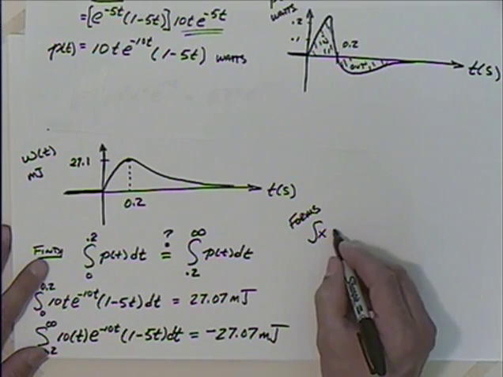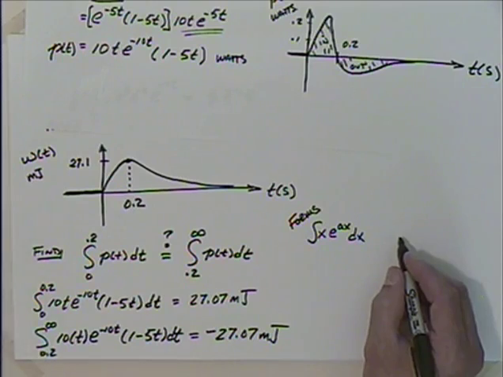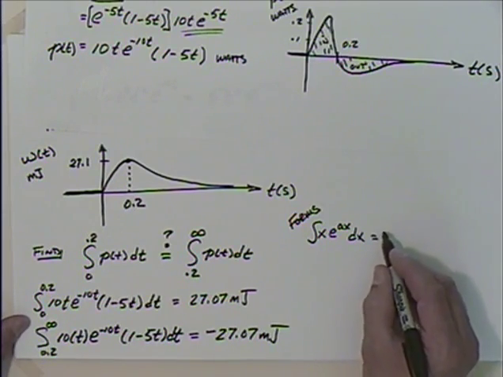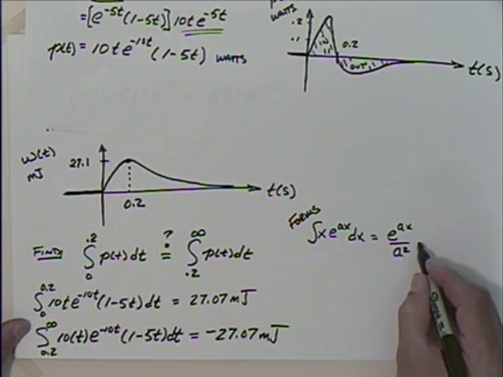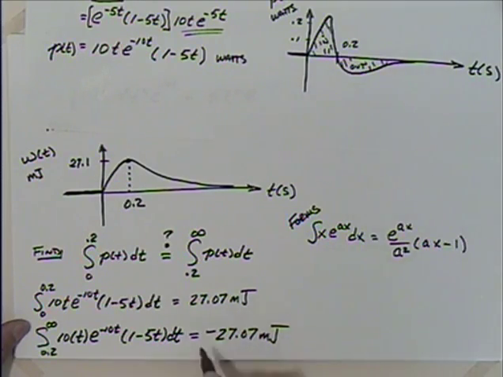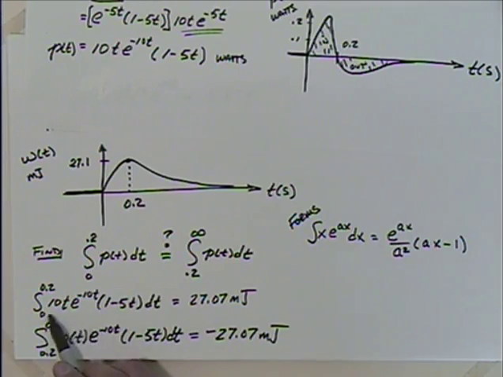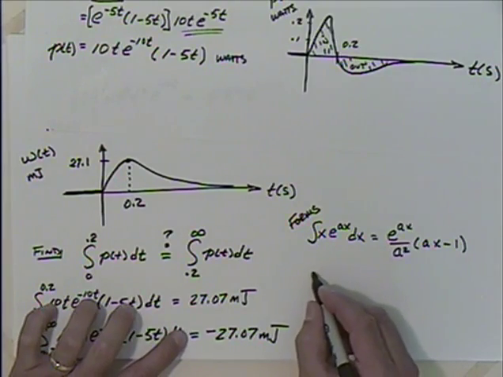But if I integrate x e to the ax dx, that's one that I need, because that's going to turn out to be equal to e to the ax divided by a squared, times ax minus 1. And then I'm going to have a bit more of a problem here, because that's going to work okay for this one, where I've multiplied this 10t times the 1. When I multiply the 10t e to the minus 10t times the minus 5t, I have t squared, and I don't have an x squared, so I'm going to have more troubles.